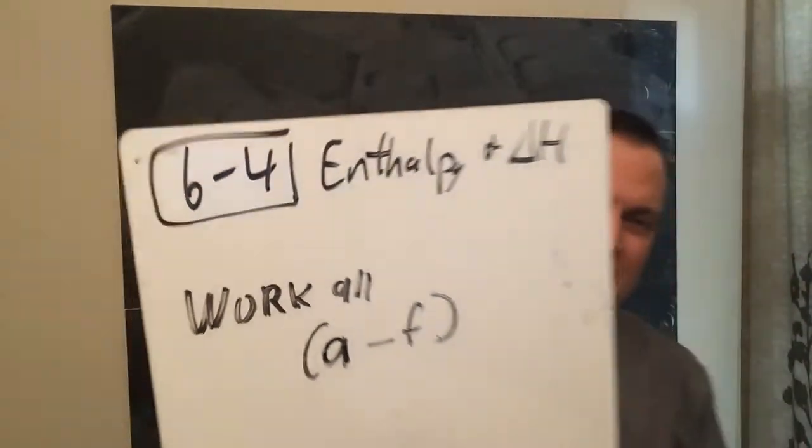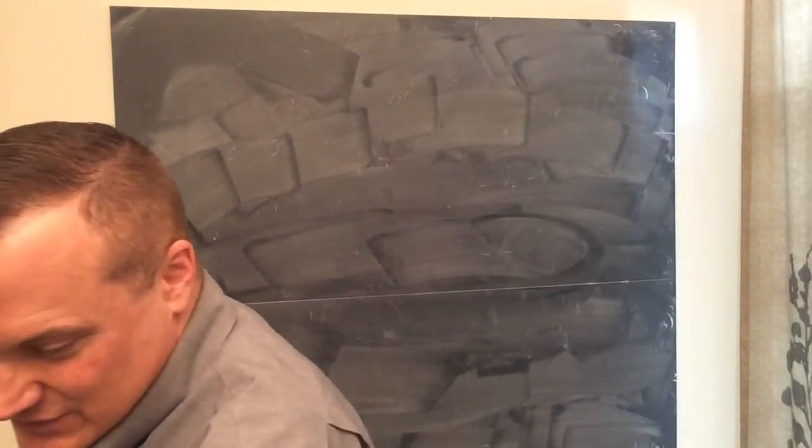6.4, enthalpy and delta H, and just work all the worksheet A through F. This is a worksheet that was already given to you. It says enthalpy H and change in enthalpy delta H. The equation that B2H6 plus 3O2.